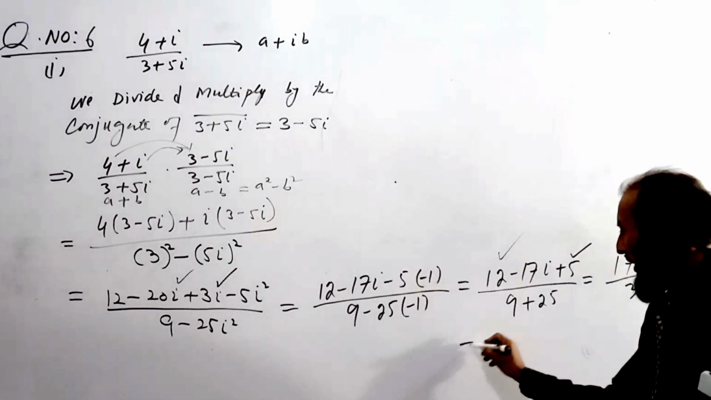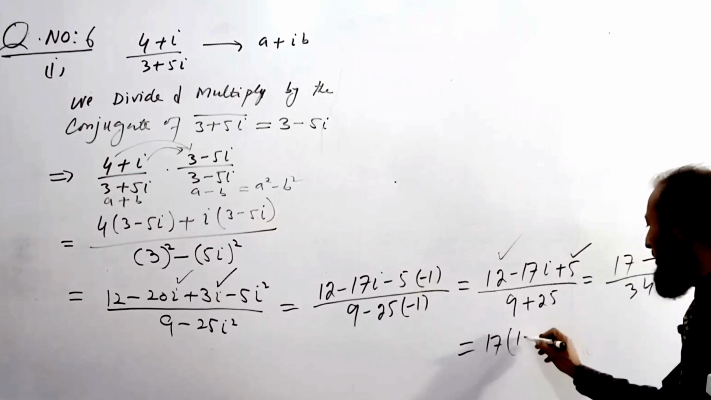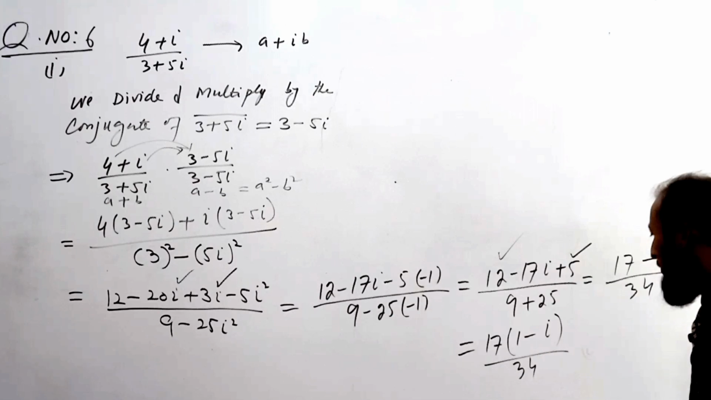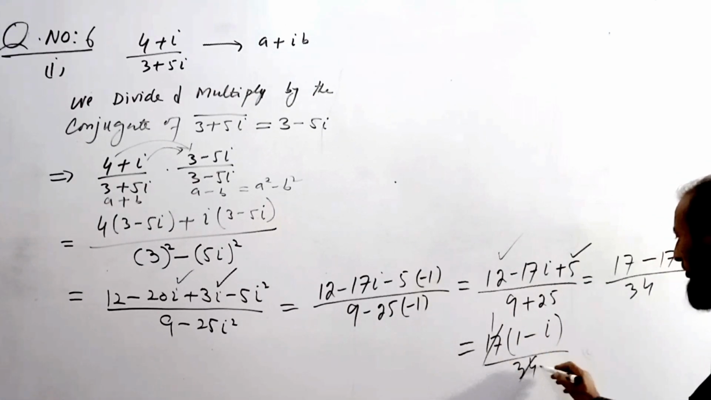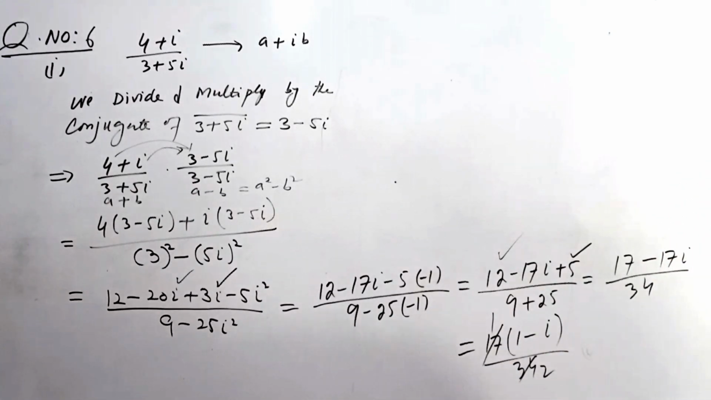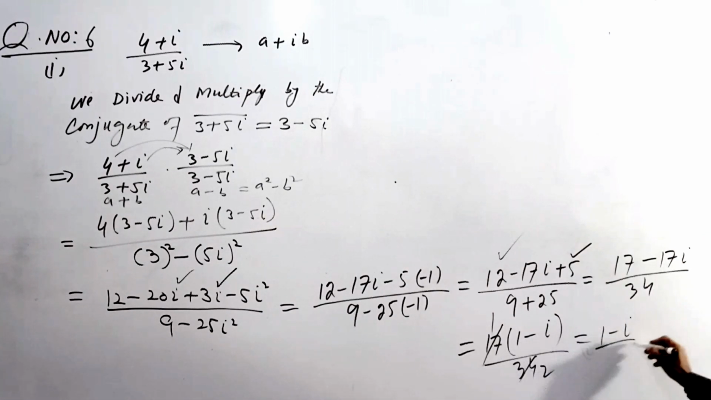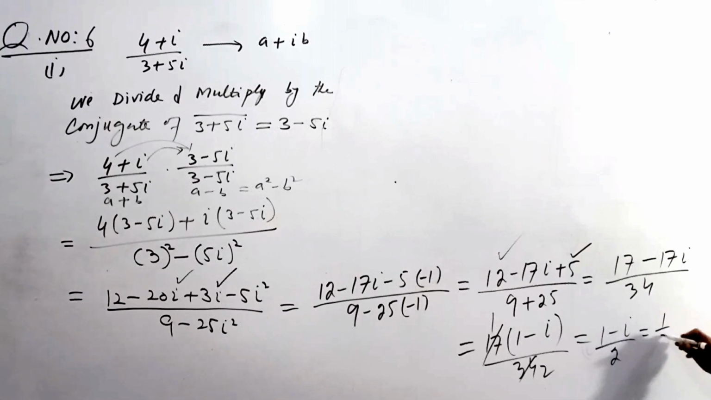From the numerator, we take the common factor. 17 is common, so 17 times 1 minus iota divided by 34. 17 multiplied by 2, we get 34. So 1 minus iota divided by 2, we can write 1 by 2 minus 1 by 2 iota, which is the form of a plus iota b. That is the required answer.